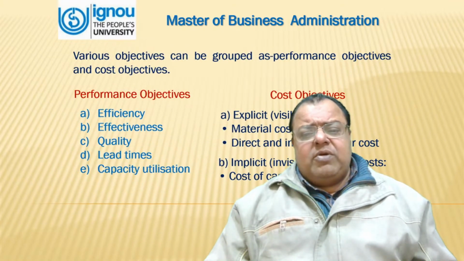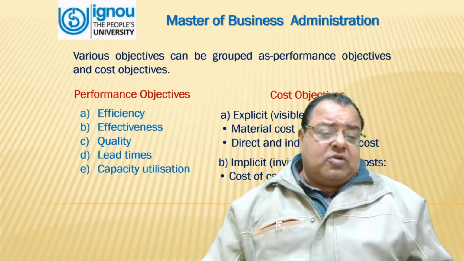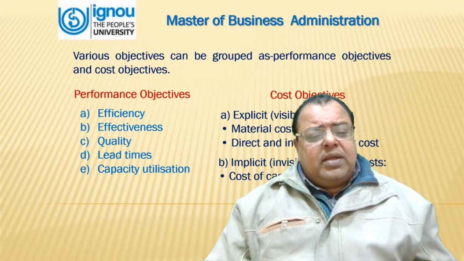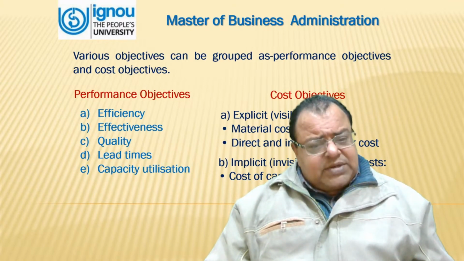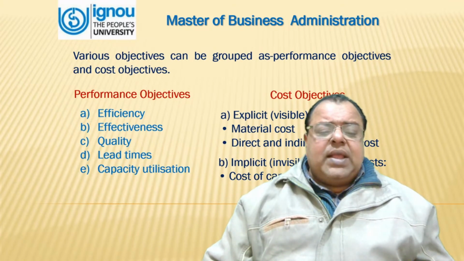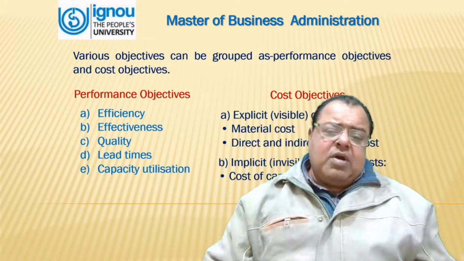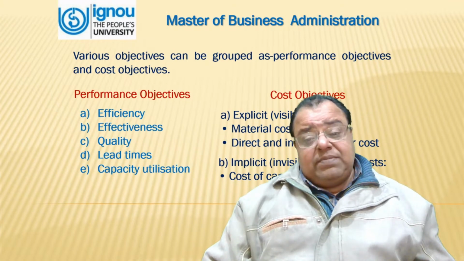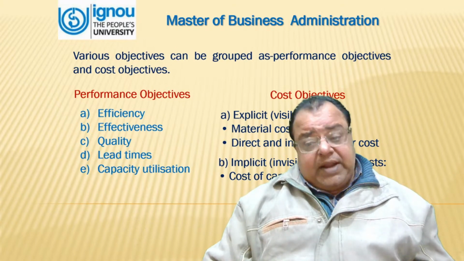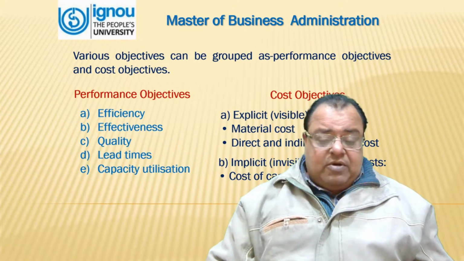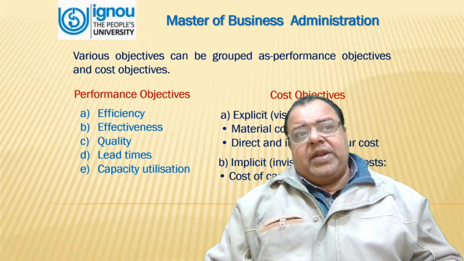Various objectives can be grouped as performance objectives and cost objectives. The performance objectives are in the form of efficiency, effectiveness, quality, lead times, and capacity utilization. And if we talk about cost objectives, it can be explicit, that is visible cost, which is in the form of material cost, direct and indirect labor cost, and the second one is implicit, that is invisible or hidden cost, that includes cost of carrying the inventory from one place to another.